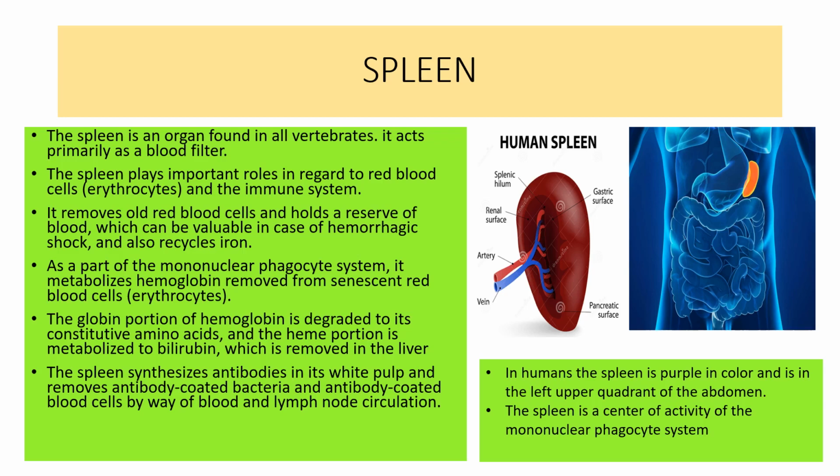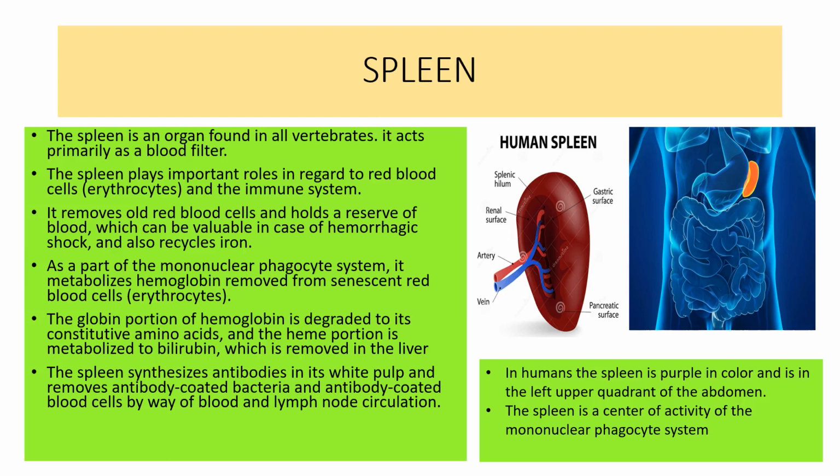It removes all old red blood cells and holds a reserve of blood which can be valuable in case of hemorrhagic shock, and also recycles iron. As a part of the mononuclear phagocyte system, it metabolizes hemoglobin and removes the senescent red blood cells. The globin portion of hemoglobin is degraded to its constituent amino acids and the heme portion is metabolized to bilirubin, which is removed in the liver.